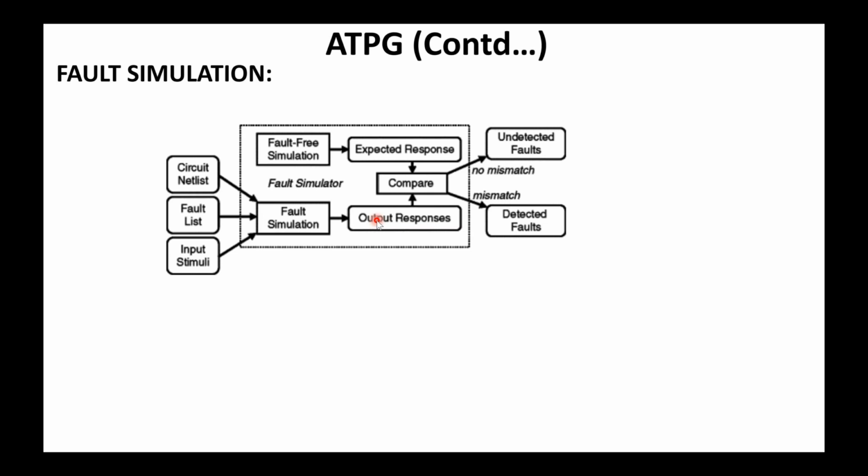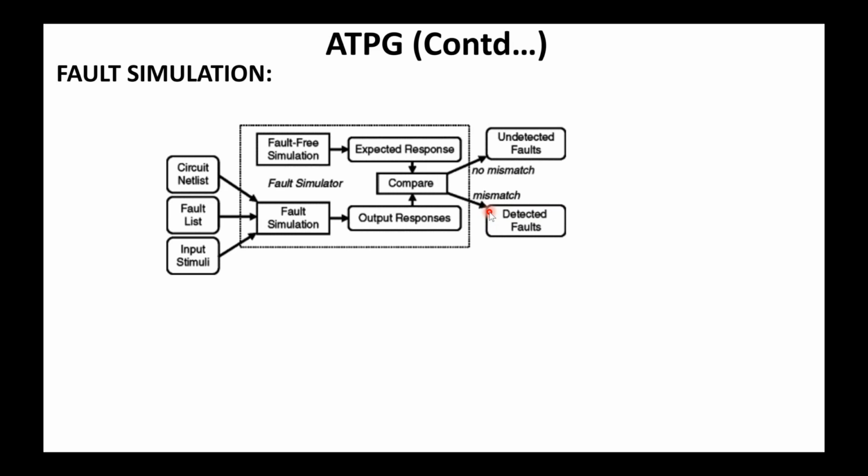Then it compares the good machine and the faulty machine outputs. If the good machine output and the faulty machine output are different, for example, if the good machine output is 1 and the faulty machine output is 0, then if that particular defect occurs after manufacturing, it will get detected, because the expected value, the good machine value, and the faulty machine value are different.